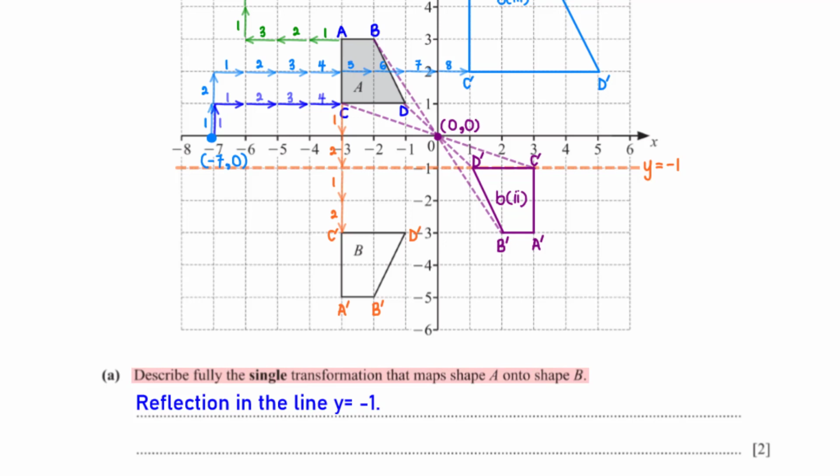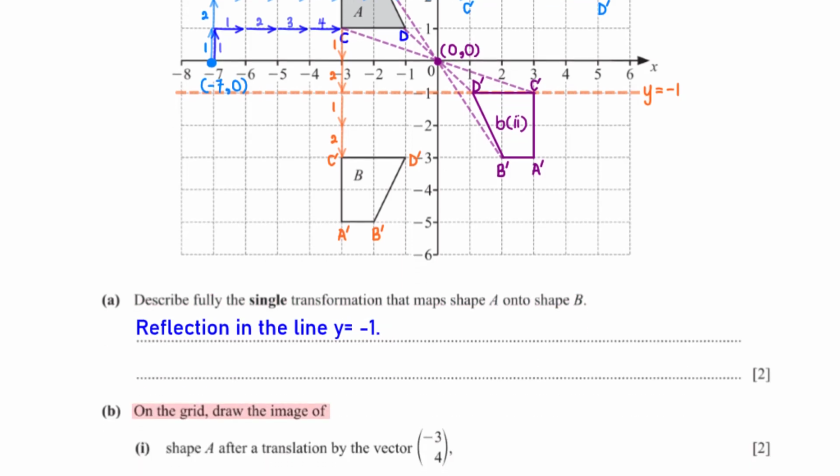Describe fully the single transformation that maps shape A onto shape B. When we look at both shapes, we see that shape B is reflected about a mirror line, which is y equals -1. And so the full description for the transformation will be reflection in the line y equals -1.